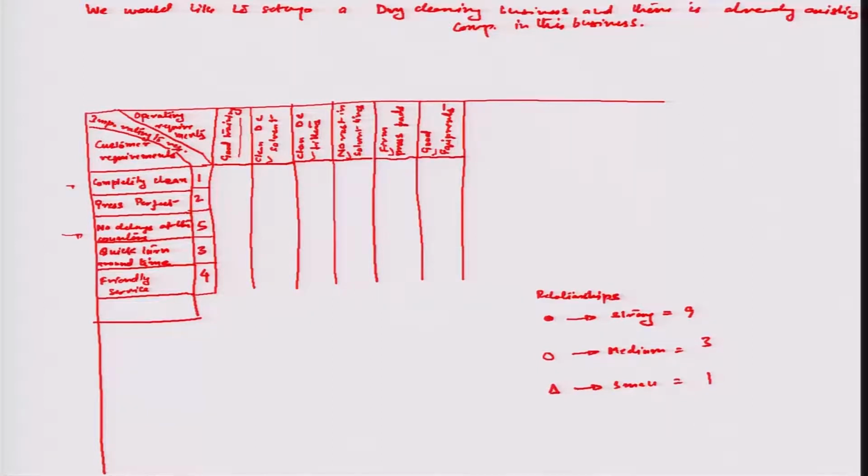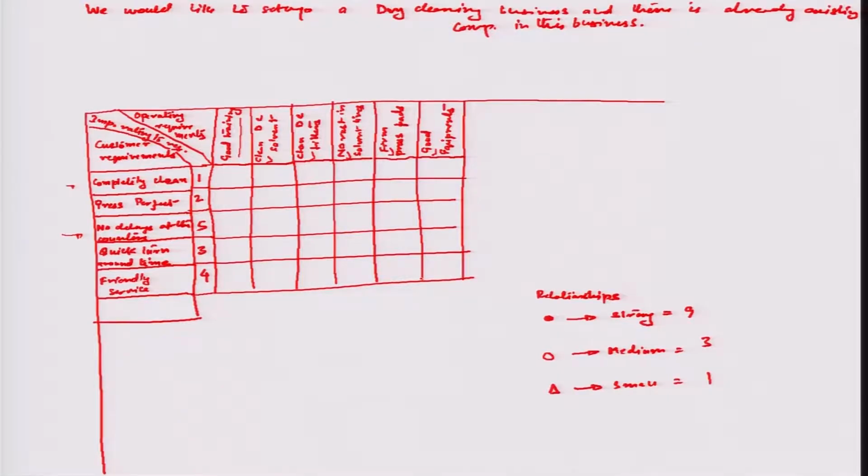So when we talk about these different whats or customer requirements, we can probably find out how the specifications do with respect to the what requirements. For example, let's say we wanted to consider the specification good training. The good training probably is related in a medium way to almost all of it, like complete cleaning or perfect pressing or no delays at the counters or quick turnaround time or friendly service. These are all a part of training, and so a good training would probably ensure most of the customer requirements as illustrated here.